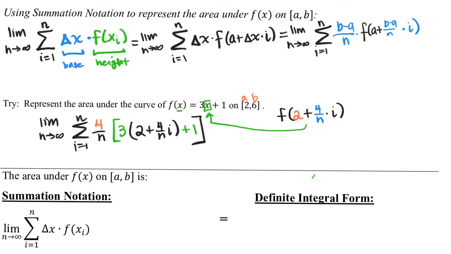Okay, and then this summation notation is representing the sum of the area under the curve, because this is the base of each of the rectangles, this is the height of each of the rectangles, and this is saying divided into infinite rectangles.